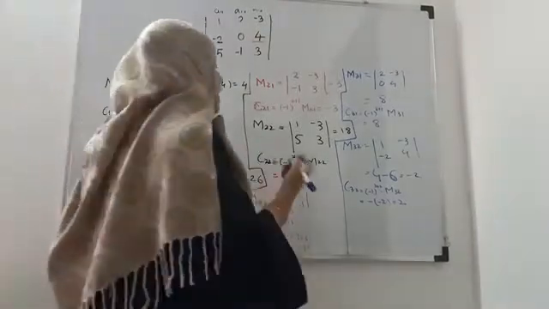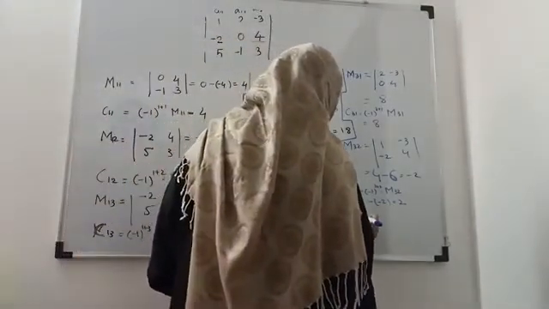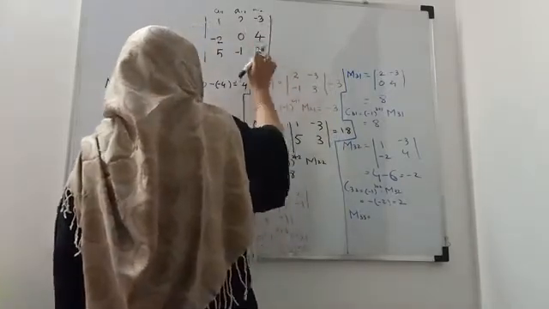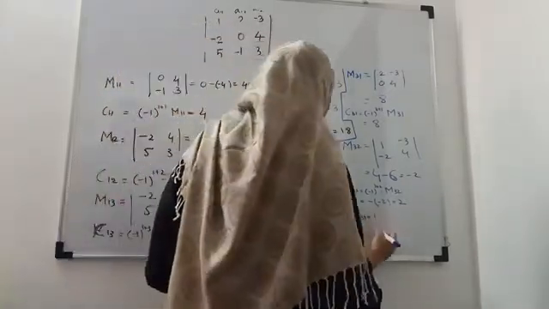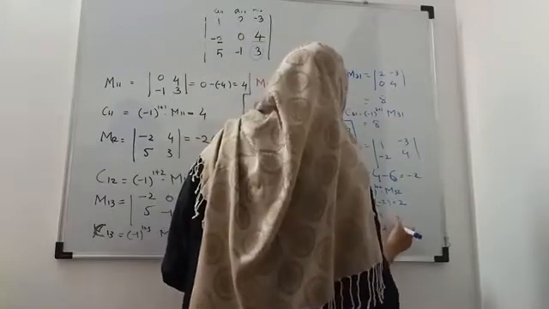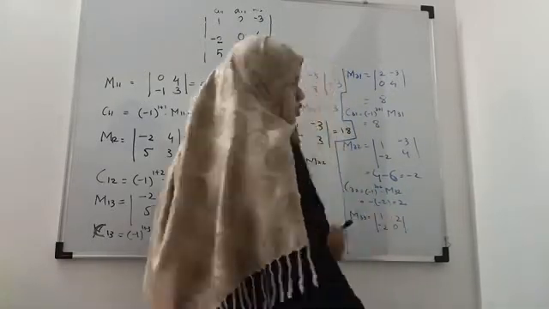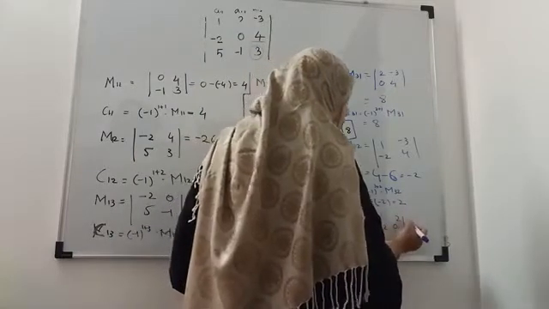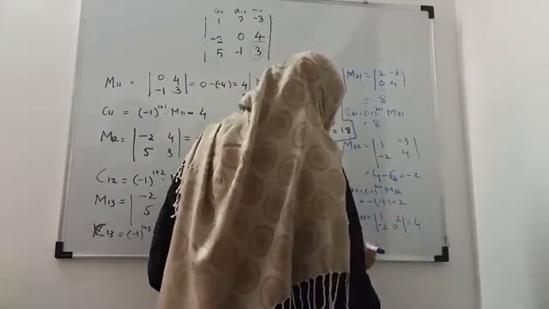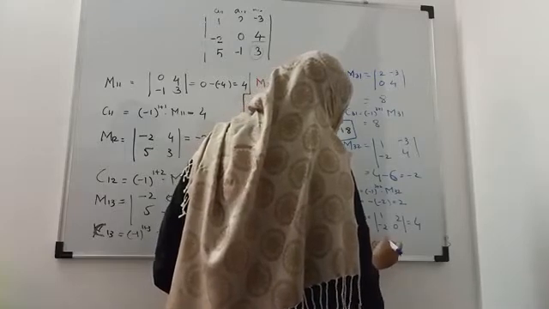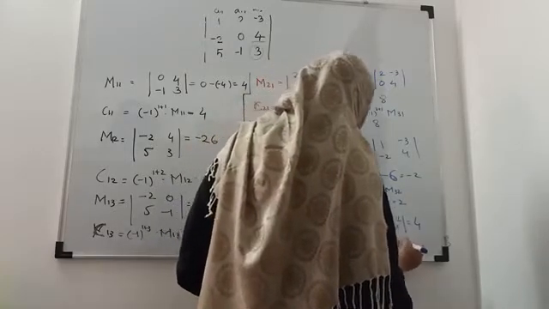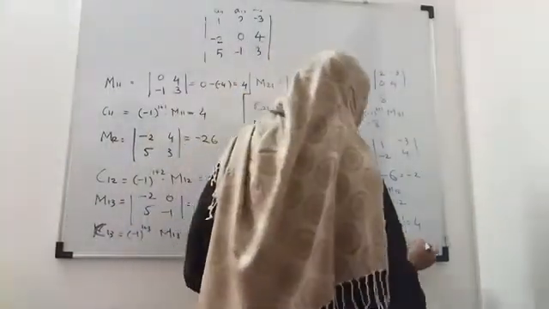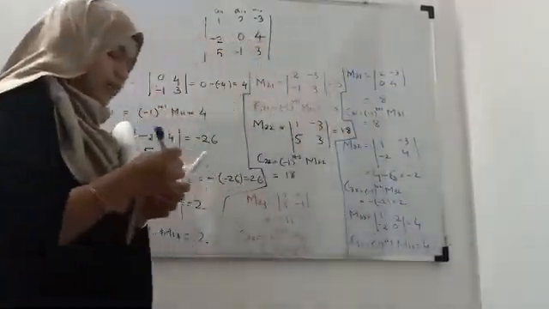And the last term is M33. For this term, this row and this column will go away. We are left with 1, minus 2, 2 and 0. 1 into 0 is 0. Minus of minus 2 into 2 is plus 4. And C33 is minus 1 raised to 3 plus 3 into M33, which is minus 1 raised to 6, that is plus 1 into 4.